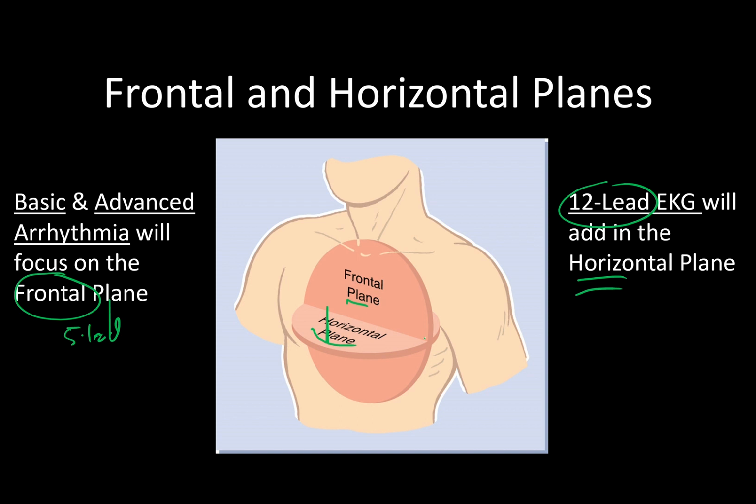And so just to walk through that frontal plane again, you've got lead 1 over here, lead 2 over here, lead 3 is down in this corner, and then you've got your AVL up here, your AVF down at the bottom, and your AVR up in this corner. These horizontal leads here are all of your V leads.